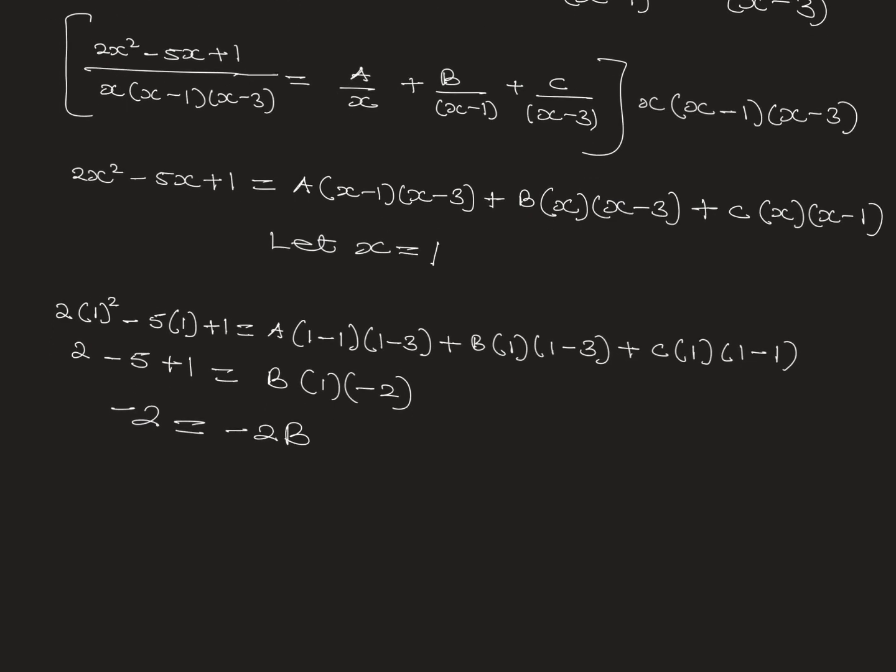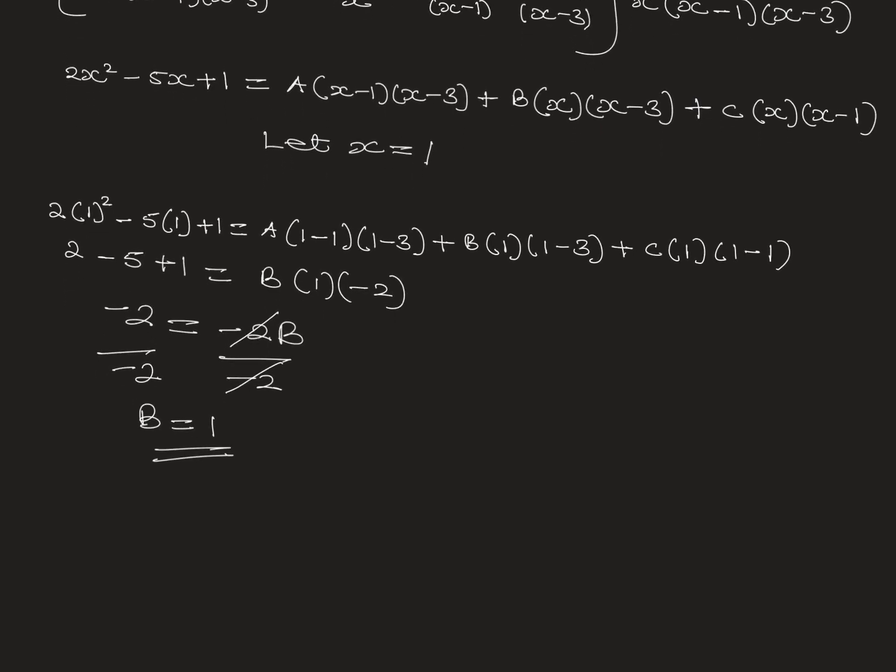To find b, we divide both sides by minus 2. Therefore, b is equal to positive 1. Okay? And that is the value of b.